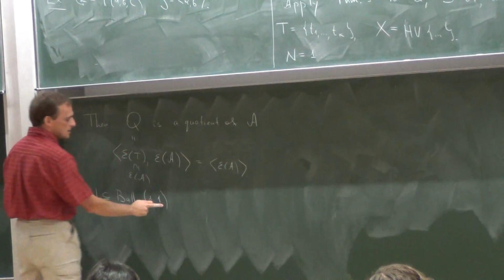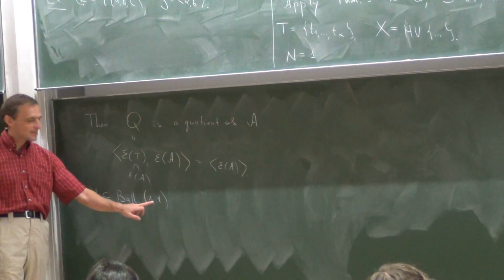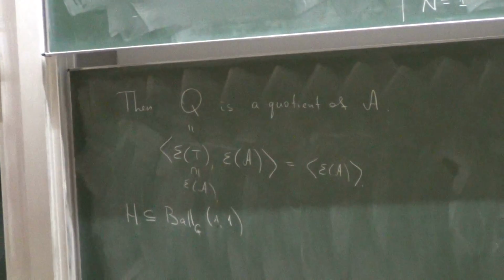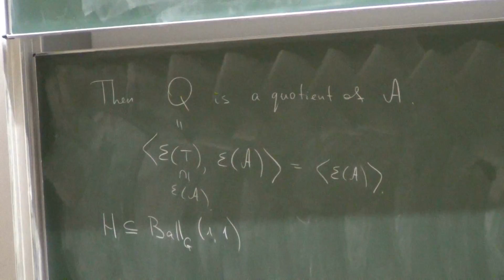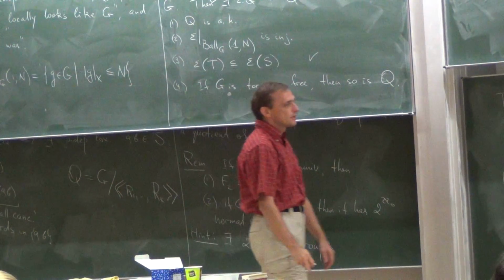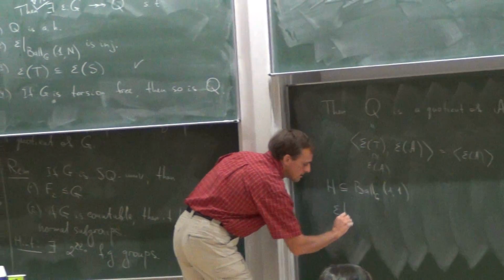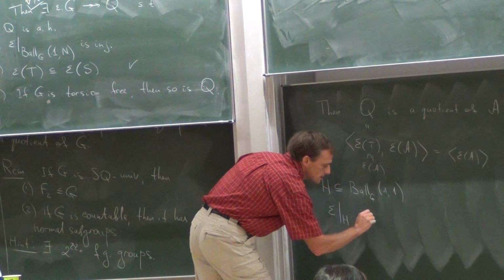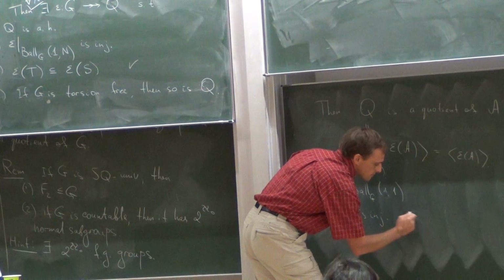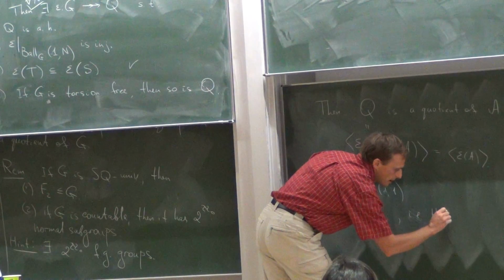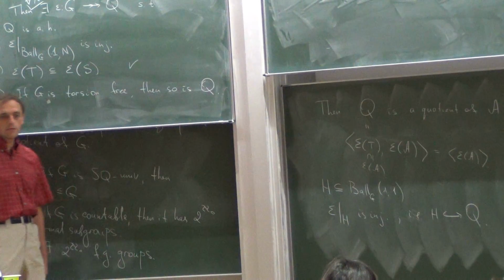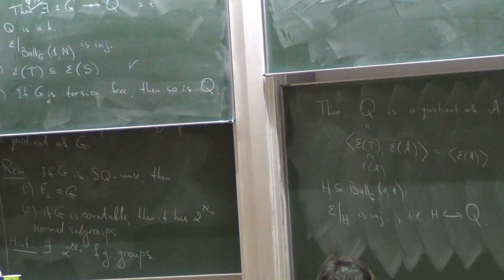So this one is not the same as this one. This one is the identity element, and this one is number 1. So H sits in this ball, so by condition number 2, the restriction of my homomorphism onto this ball is injective. Which means that epsilon restricted to H is injective, i.e. H embeds in. So that's it. That's the end of it. So as you see, you don't need to know anything about small cancellation to use this.